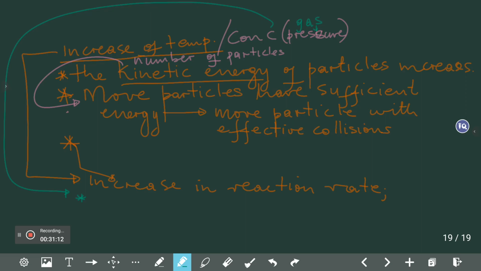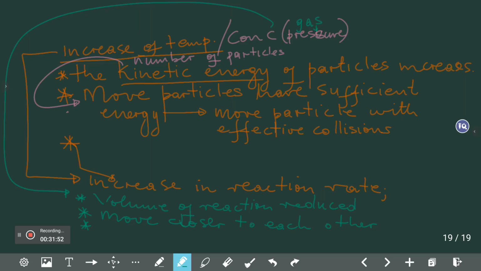Particles move closer to each other, and in that way, you are going to have more effective collisions, just from the mere fact that the particles are now close to each other. And if you have more effective collisions, it increases the reaction rate. Can you see that?